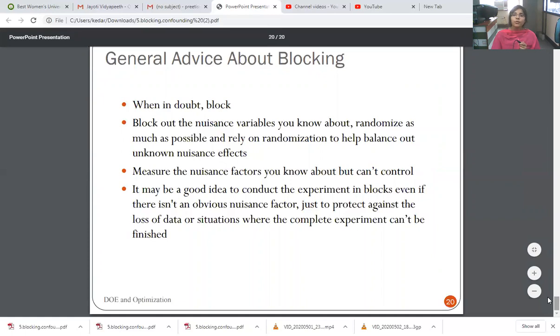So this is the complete topic of blocking and confounding.